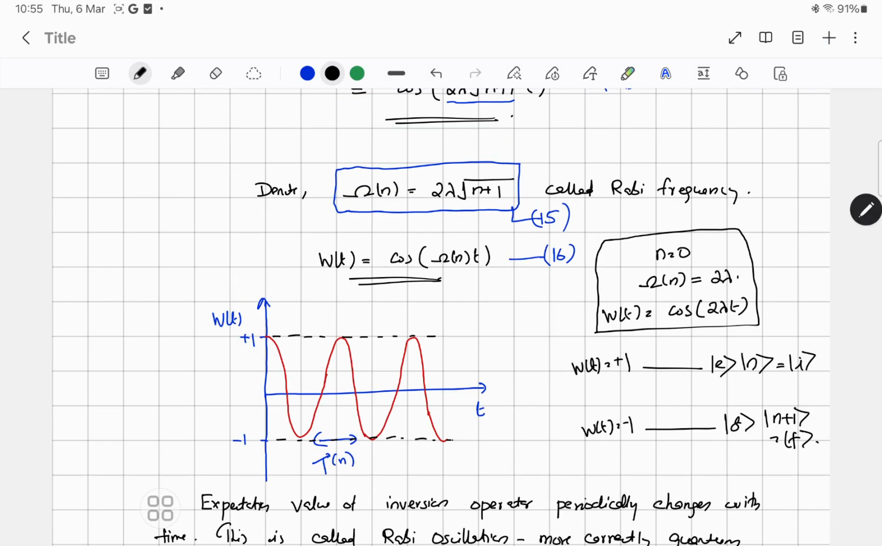So we can see this kind of oscillation for inversion operator even in the absence of photon. That is, initially there is no photon present and the atom is in the excited state, and the atom de-excites to the ground state, and further it excites, de-excites, excites, even if the initial photon number is 0. So this kind of oscillation is called vacuum Rabi oscillation.